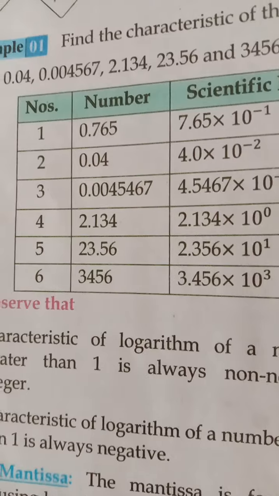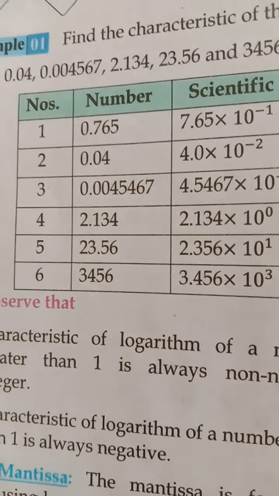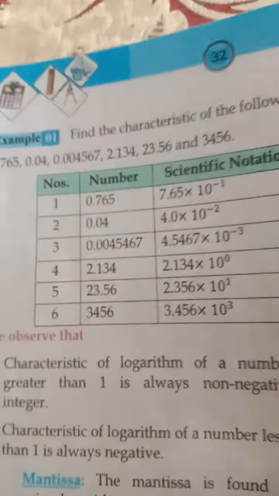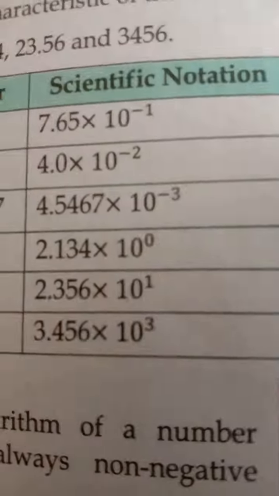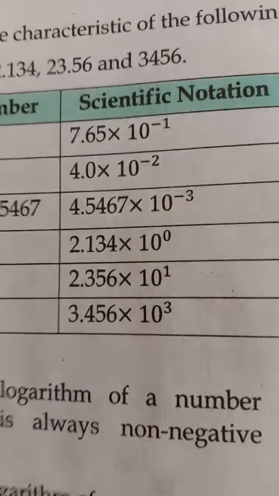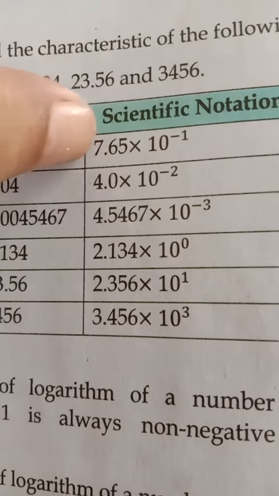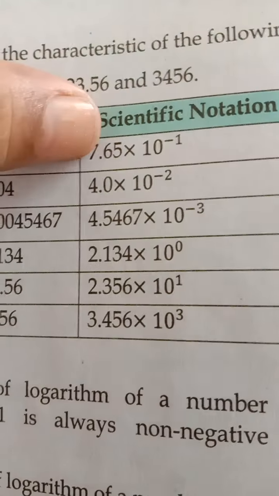So whenever you are writing a number in scientific notation, the number should be in this way: a multiplied by 10 raised to power n. What is a? A is a number which is less than 10 but greater than 1. The number should be greater than 1 but less than 10.